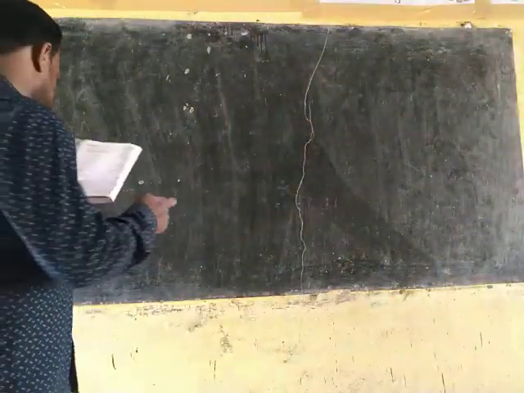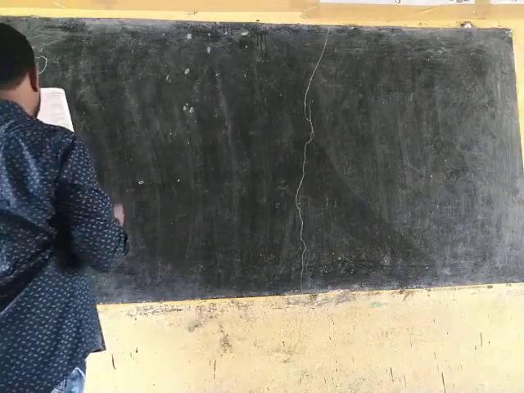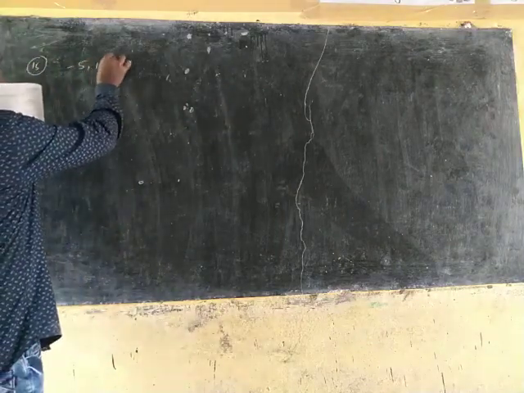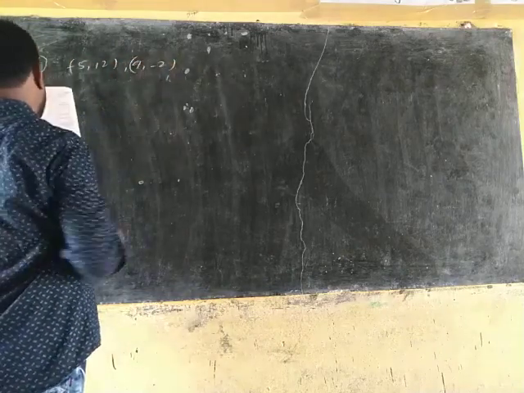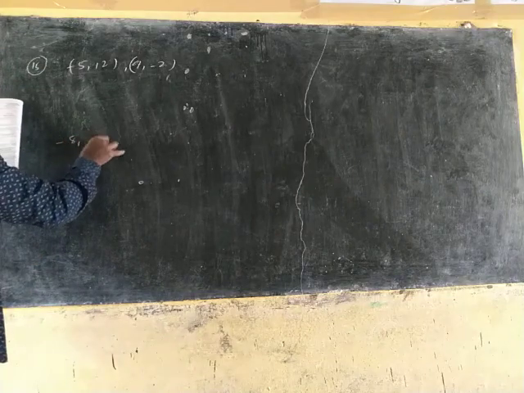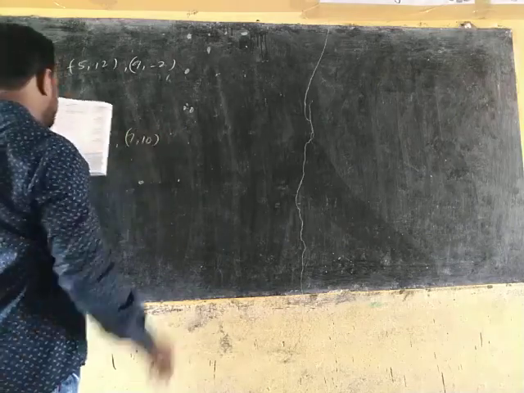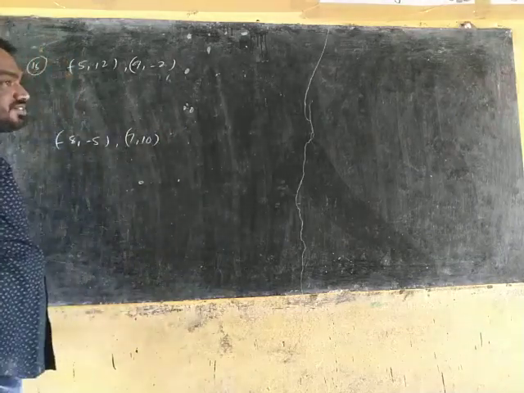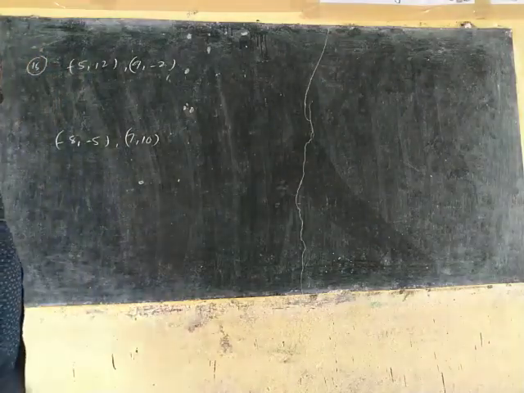Next to question number 15. Question number 15. The midpoint of (-5, 12) and (9, -2) divides the line joining the points (-8, -5) and (7, 10) in the ratio they have given. Understood this question?